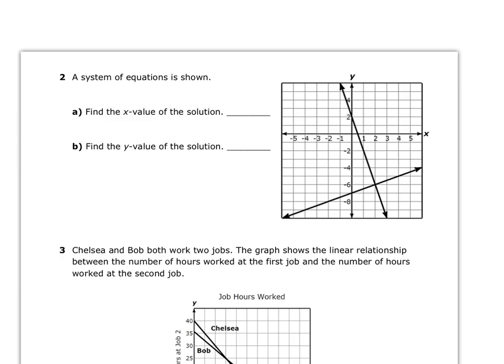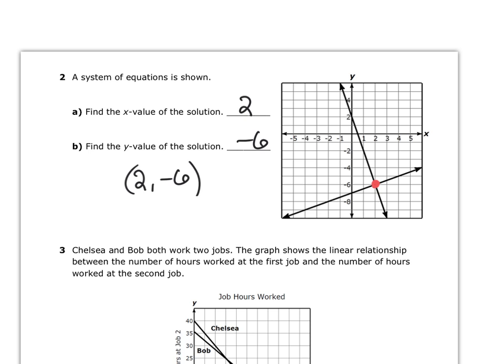Let's look at this one. A system of equations is shown. Find the x value of the solution. Well, first I'm going to draw the solution on the graph. It's where the lines intersect. It's right there. Okay, so the x value is 2 and the y value is -6. That's pretty easy. So it is the point 2, -6.